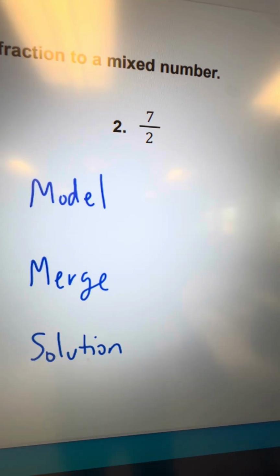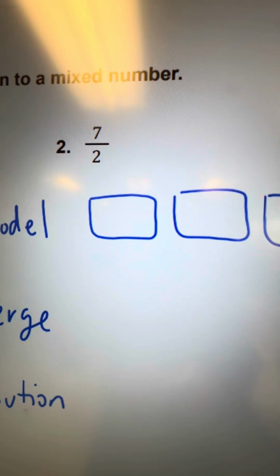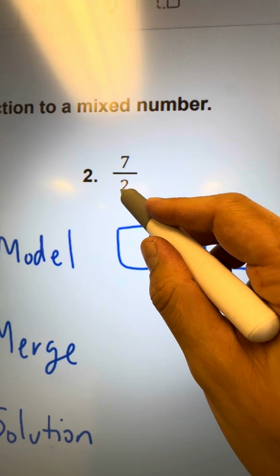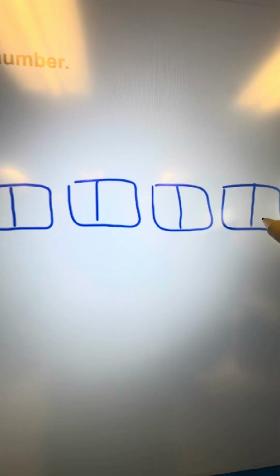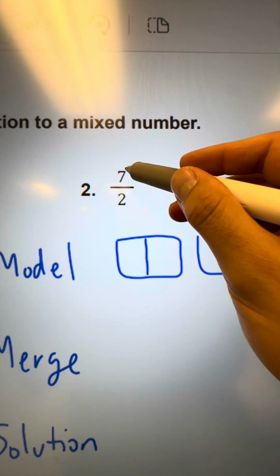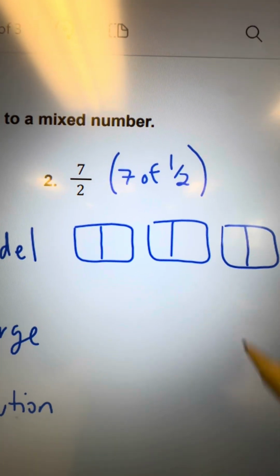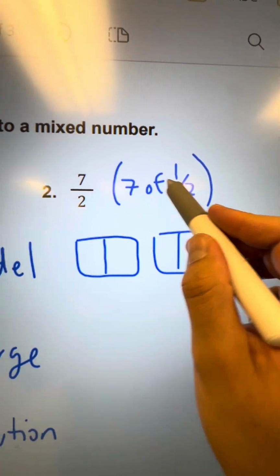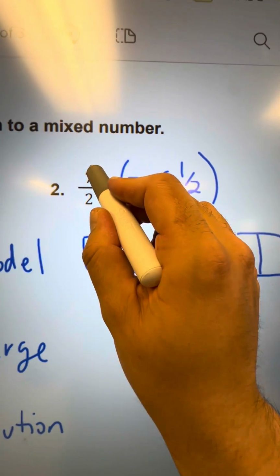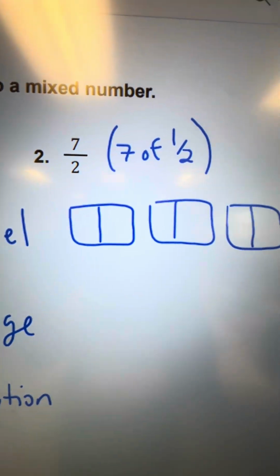And then for this next example, we're going to do the same thing. We're going to create a model for 7 halves here. Since my denominator is 2, I know I'm going to draw rectangles and cut them in halves, so cut them into 2 parts each. And my numerator, which is 7, is letting me know that I'm going to fill in 7 of those halves. So again, 7 halves is the same thing as 7 of these halves. These are identical statements. They just look different. Which means I need 7 of these shaded in.